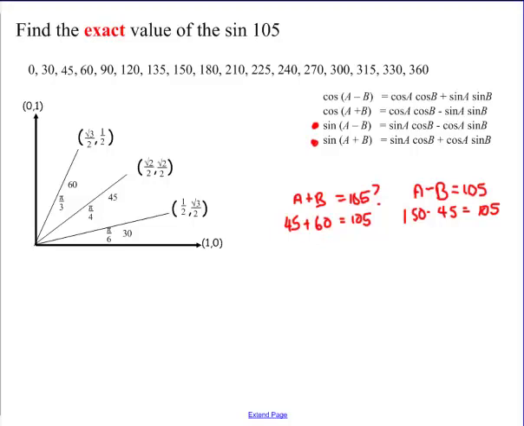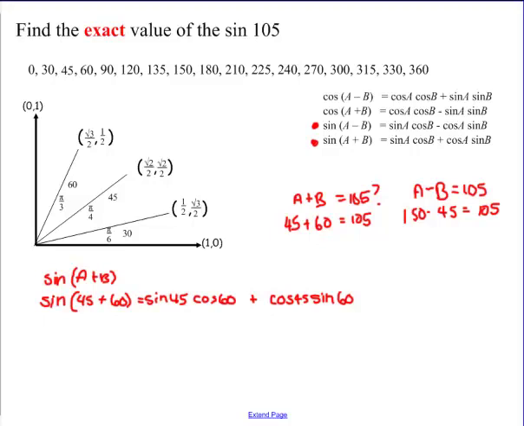Alright, so let's try this one over here. Let's try the sine of A plus B. Well, I'm saying I'm going to take the sine of 45 plus 60. Now I have to apply the formula. Sine of adding says I take the sine of the first angle, the cosine of the second angle, and I add on to it the reverse. Now I take the cosine of the first angle and the sine of the second angle.